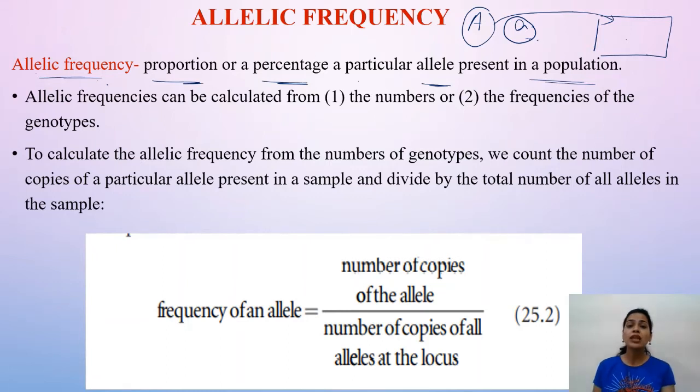Fine. Now see, there are two methods by which we can calculate the allelic frequency. One, from the number of individuals, if the number of individuals is given, or if the frequency of the genotypes of the individuals is given to you.